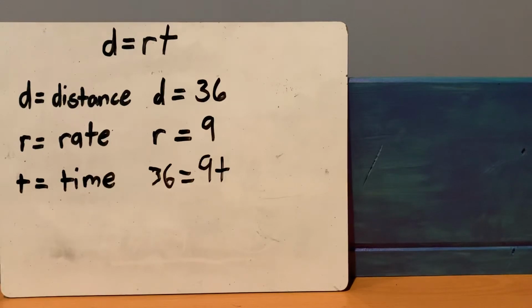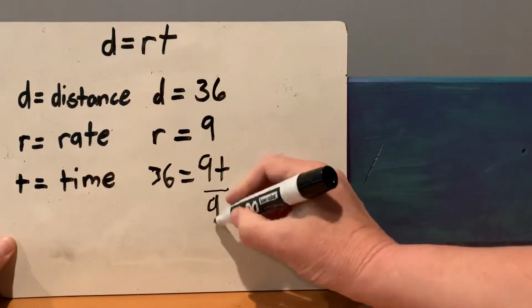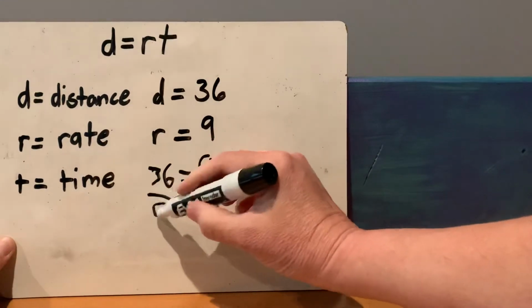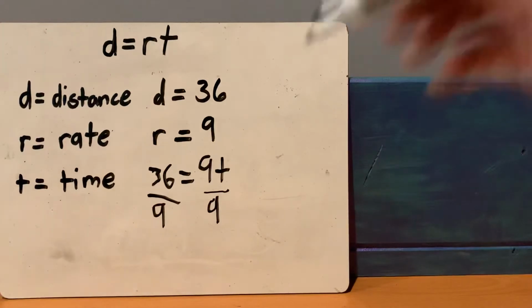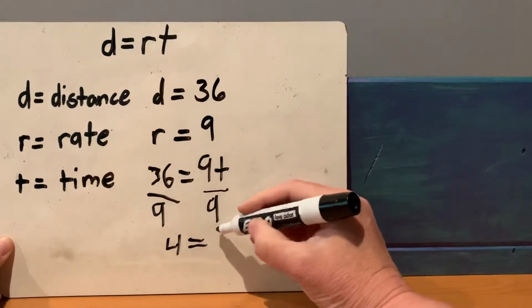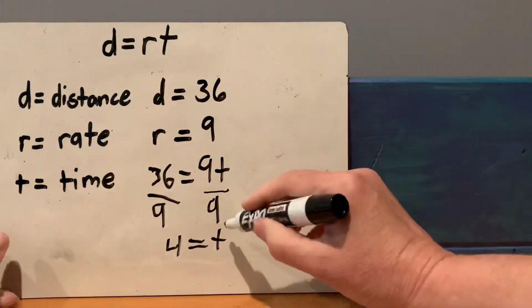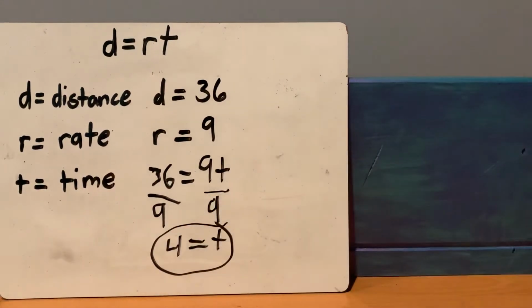Now we're going to solve for T. And we're going to do that by dividing both sides by 9. When we do that, we see that we get 4 equals T. And so we've solved for time.